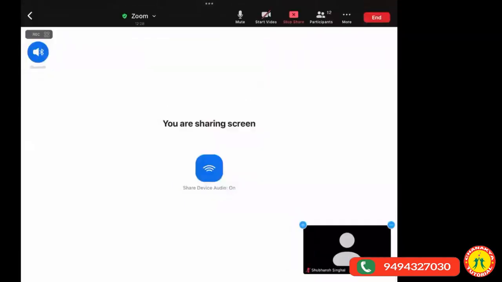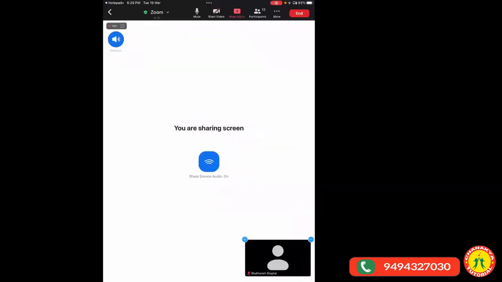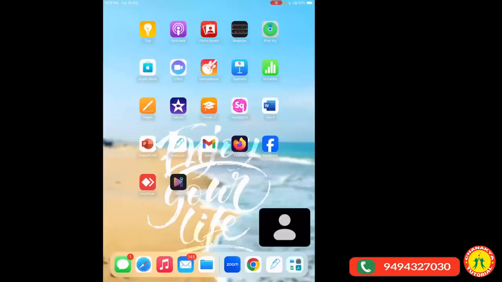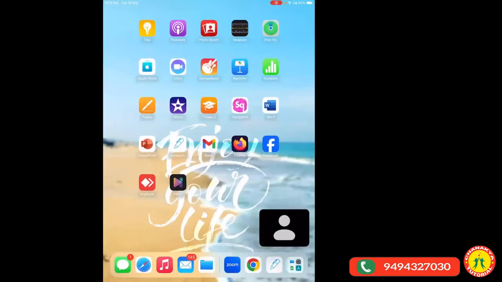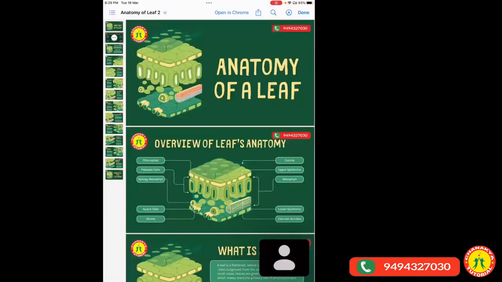So basically, when we talk about the word anatomy, it means the internal structure, right? So we will be studying about the internal structure of a leaf. So internal structure, how it looks like, what are the different parts of it, and what are the functions of those parts, we will be discussing in today's class. And it is again a very, very important part. You can see the picture.